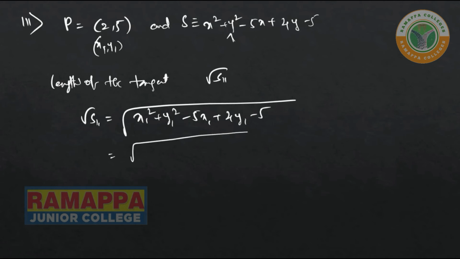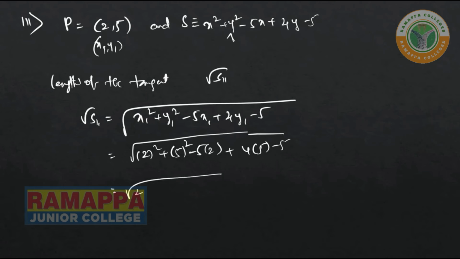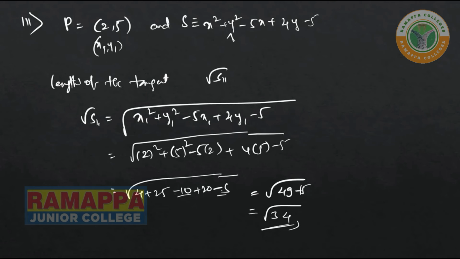The square root of, x1 is how much? 2 is given. 2 squared plus 5 squared minus 5 into 2 plus 4 into 5 minus 5, which is the square root of 2 squared is 4, plus 5 squared is 25, minus 5 times 2 is 10, 4 times 5 is 20, minus 5. So it becomes the square root of 49 minus, not 5, it is minus 10 minus 5, which is 15. So the square root of 34 is the answer here.